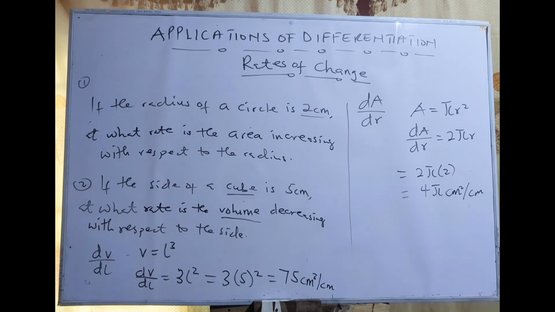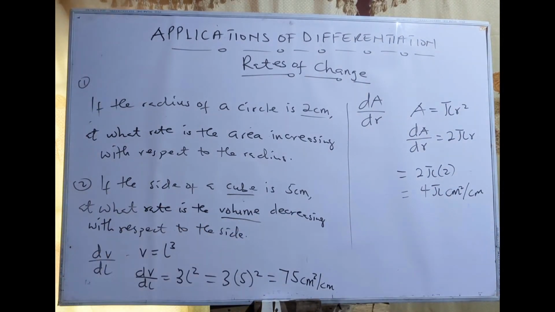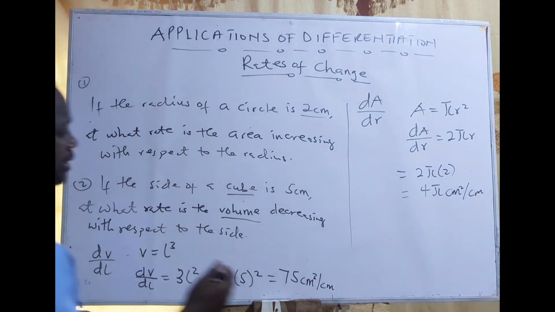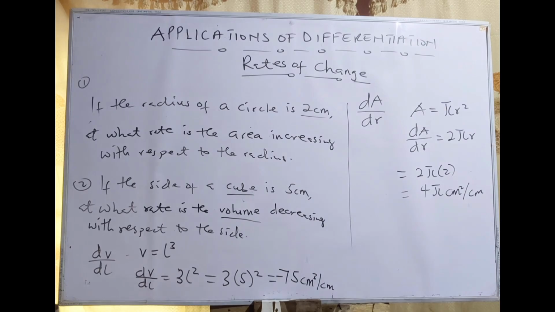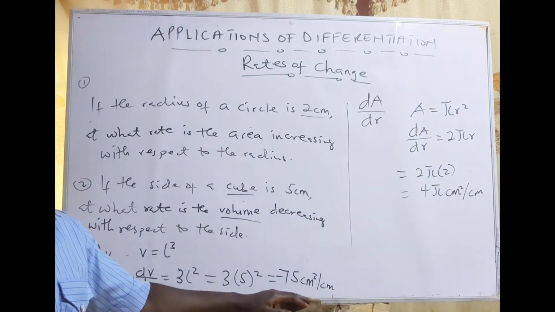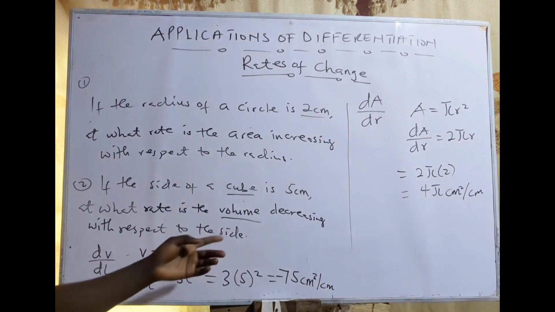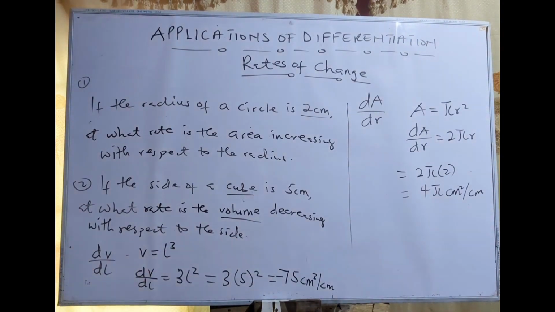Okay, so this is the rate at which the volume decreases with respect to time, but because it is decreased, you attach a negative to show that there is a decrease. If there is an increase, it's positive. If there is a decrease, it is negative. So these are some of the few examples we can give.